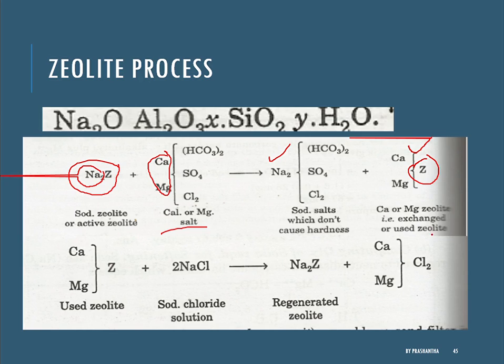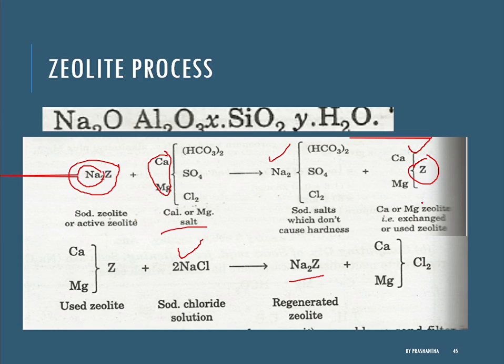Once we see the hardness is not removed, what happens? That is because of the exhaustion of the zeolite ions. So to regenerate the zeolite, I have to react it with sodium chloride solution. Once I pass the sodium chloride solution, the zeolite is regenerated and calcium and magnesium chloride will be flowing through.